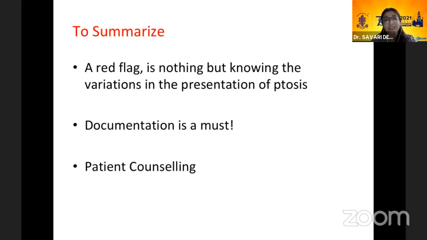This was a patient who developed myasthenia. So it is very important to test for and rule out neurological causes. And with that, I'll summarize that a red flag is nothing but knowing the variations in the presentation of ptosis. Documentation is a must, and patient counseling is probably the most important thing. With that last slide, I give it to you, Akshay, to take the next topic.